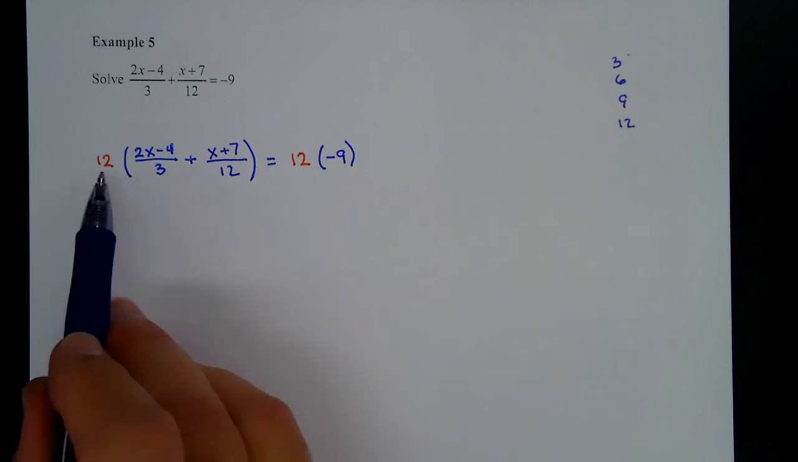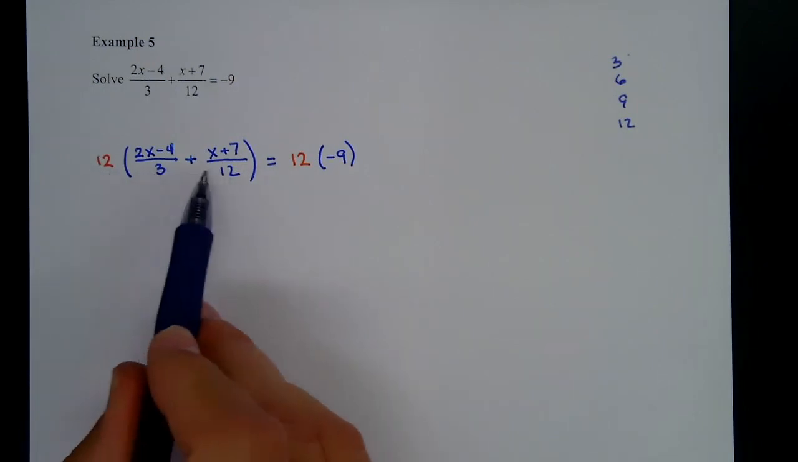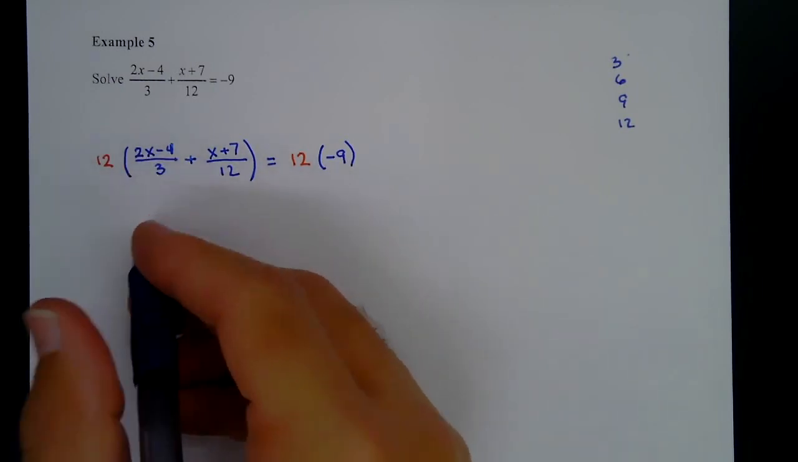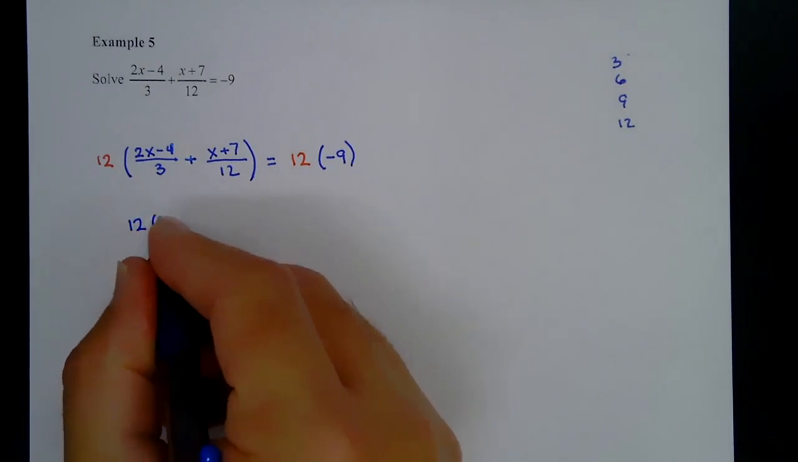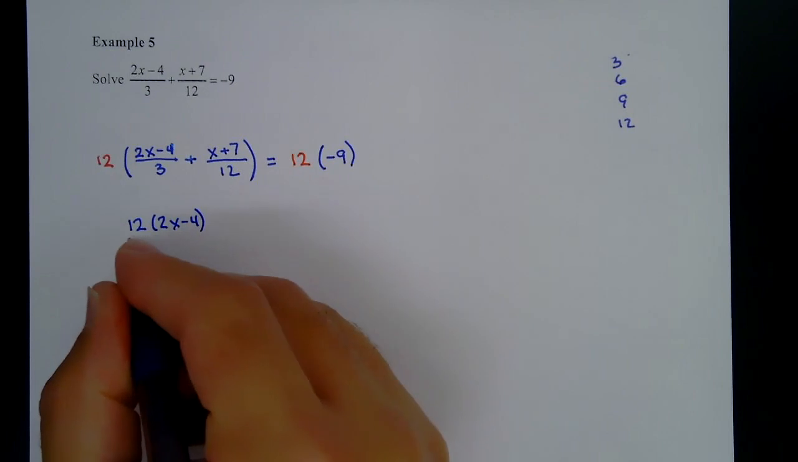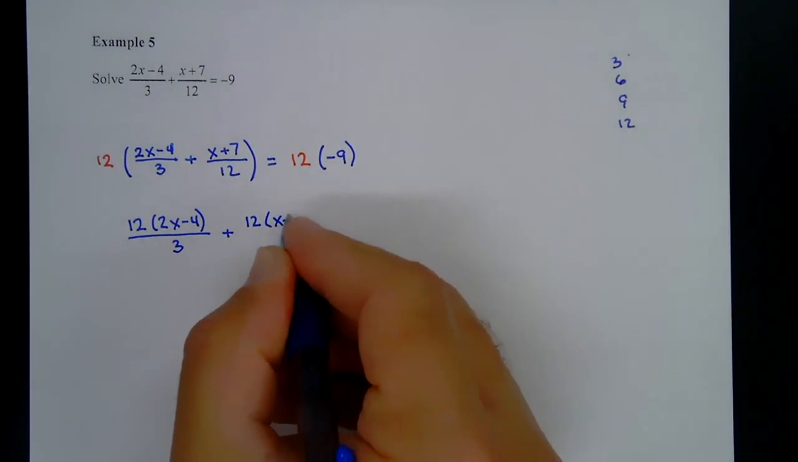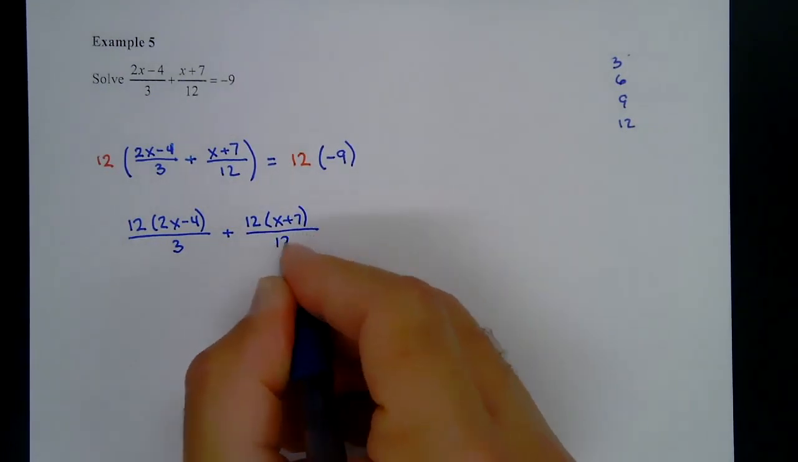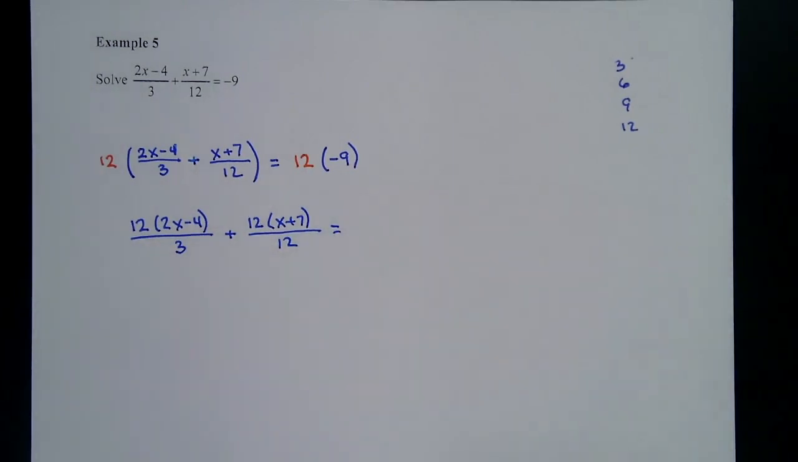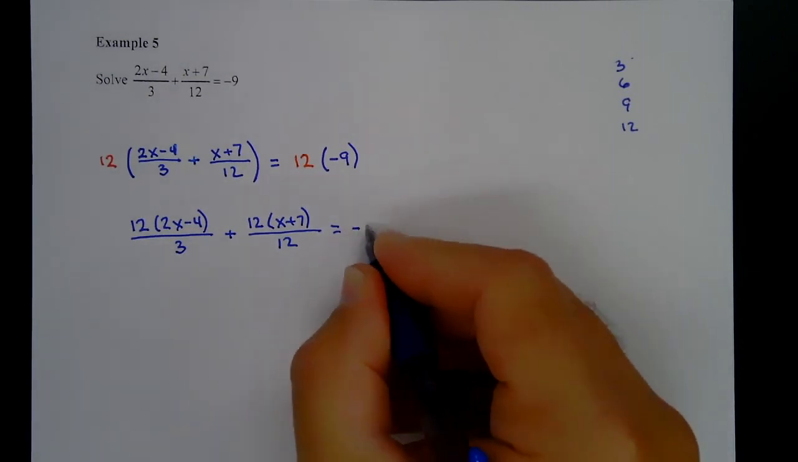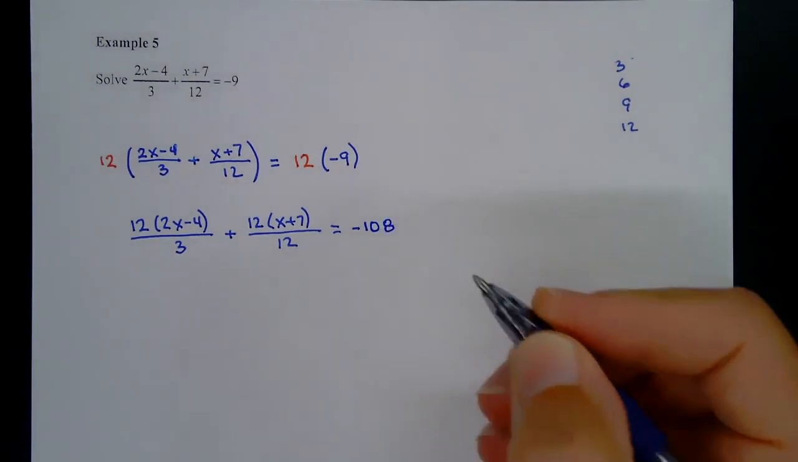Now, this 12, we're multiplying by a sum. It's a sum of 2 fractions, so this is the distributive property with 2 fractions. This 12 gets distributed with the first fraction and it becomes 12 times 2x minus 4 over 3, plus 12 times x plus 7 all over 12, is equal to 12 times negative 9. And that would be negative 108. You would use a calculator for that.